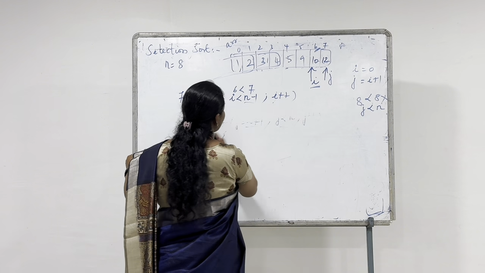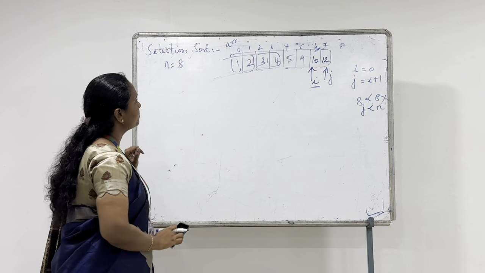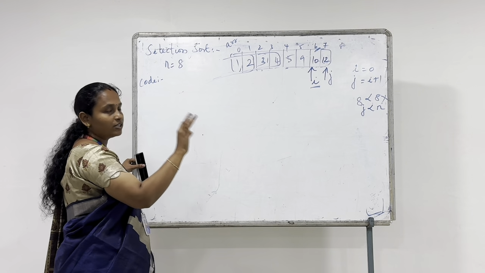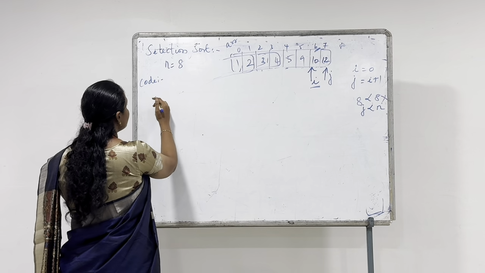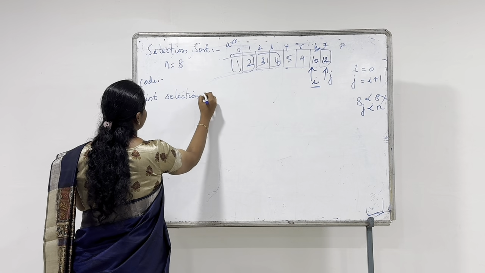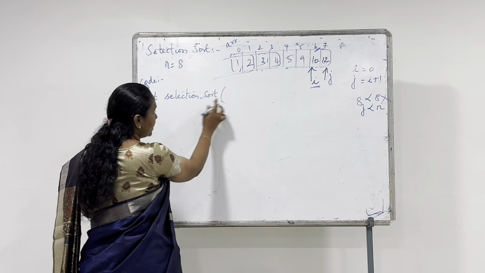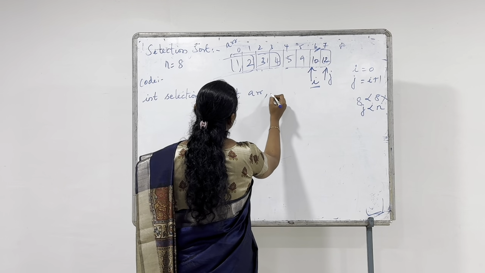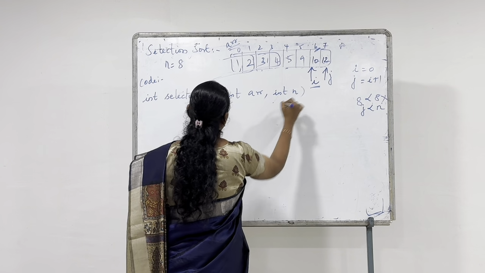Okay, so this is how the selection sort will work, and I am going to implement this as code now. I am not going to write the entire program, I am going to write only the selection sort function. Selection sort is the function name, and the parameters used here are the array ARR and the total number of elements in the array.